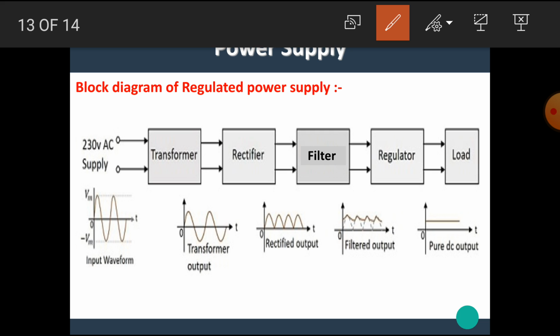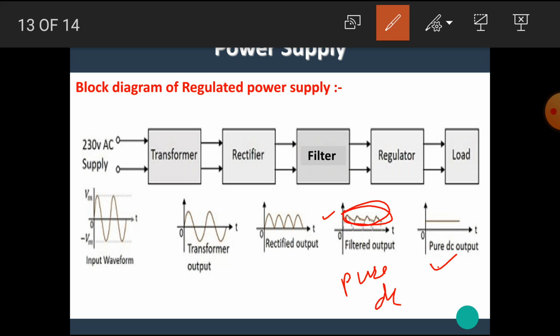The filter block is used to smooth the output of the rectifier. There are various types of filter depending upon the components used, for example, capacitor filter, inductor filter, capacitor and inductor filter, and CLC or pi filter, etc. Then the output of the filter has a small number of ripples, or fewer ripples, but the output of the filter is also not in pure DC form because it contains some amount of ripples.